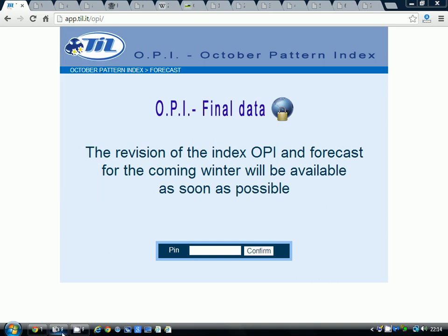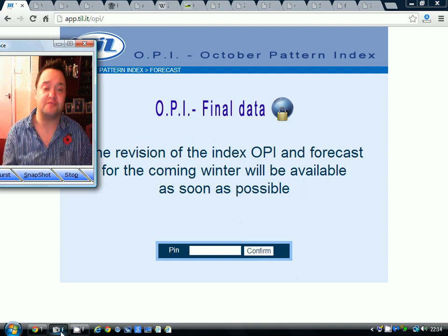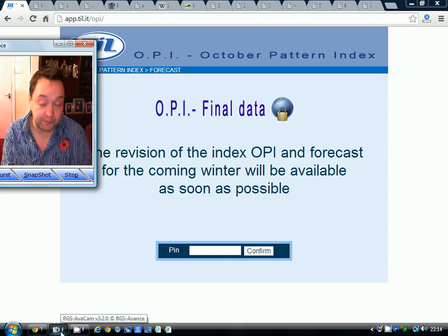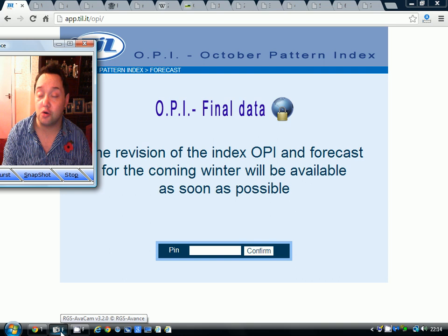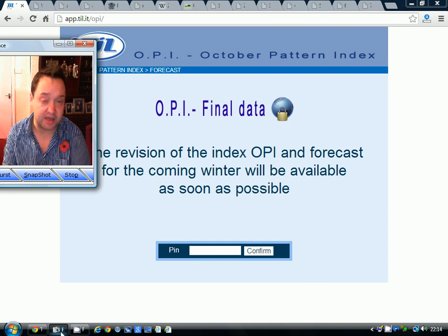Now, I want to start off with the OPI. There's been a lot of discussion on the forums and also on social media, Twitter and Facebook, about the OPI. It isn't a methodology I'm particularly familiar with. It first came to the fore, I think, last year. I didn't really follow it too closely last year. I'm following it much more closely this year.